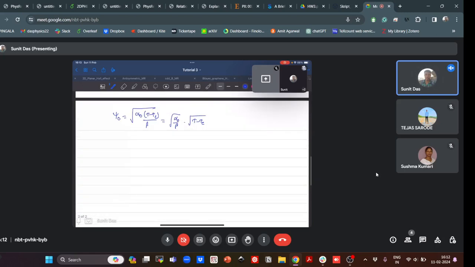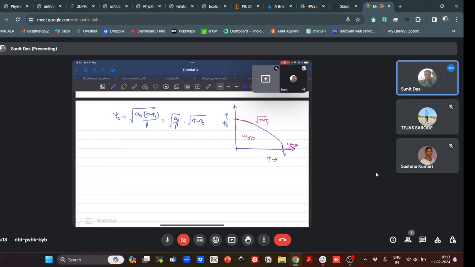So if we plot it with temperature, psi 0 versus temperature, a plot of this type will be there. This point is the transition temperature. Above this transition temperature, psi is identically 0, and in this region psi is not equal to 0, and the behavior with temperature is root over (T minus Tc), right?